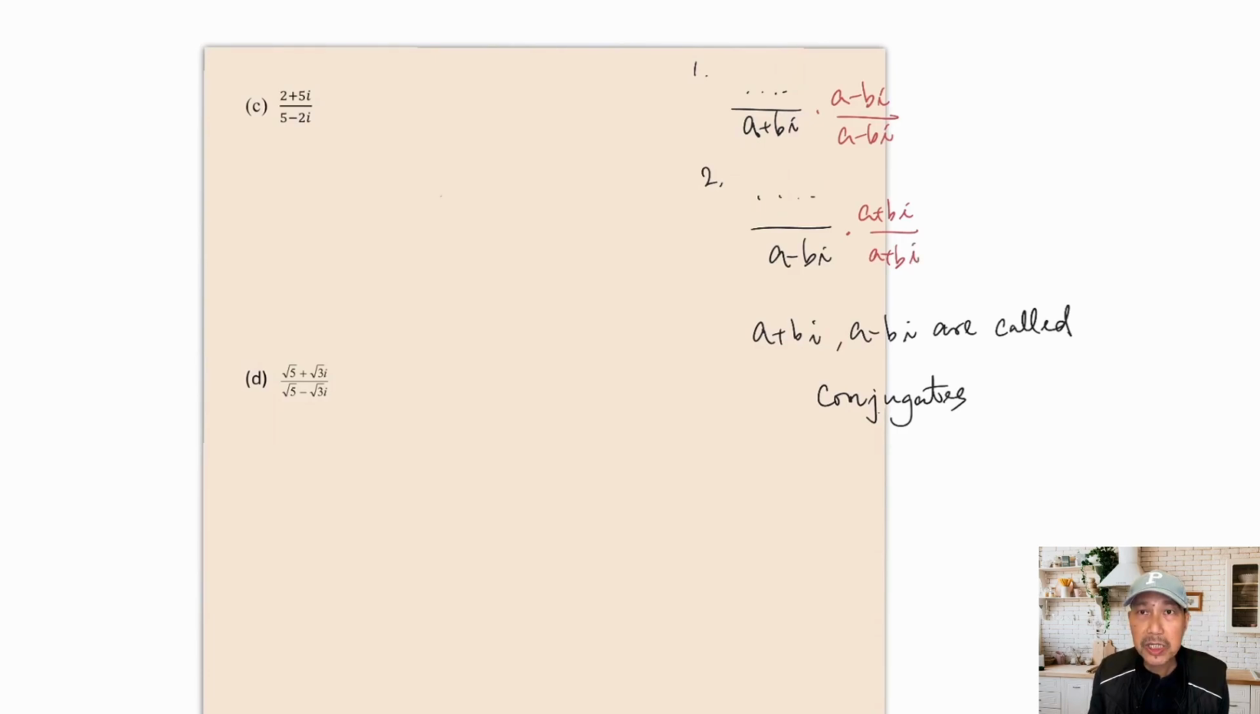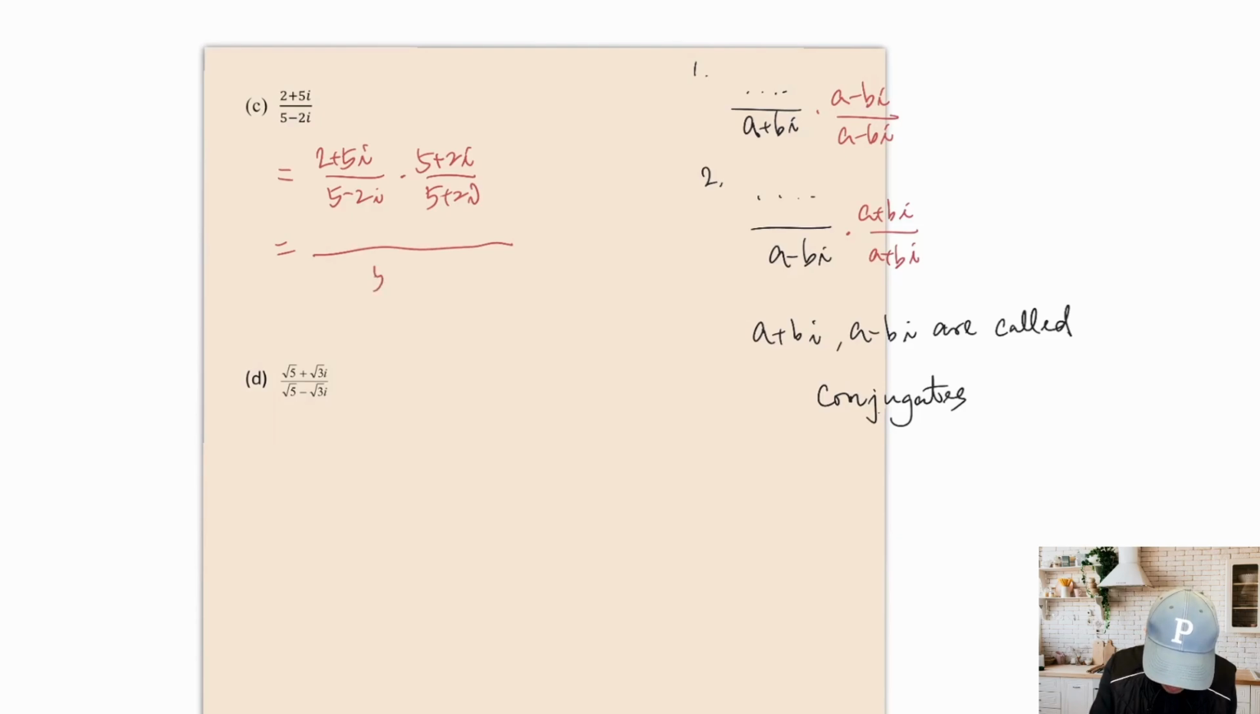Once we do that, the denominators will become real numbers. Okay, we see the effect from the examples. We try to concentrate on the denominator. 2 plus 5i over 5 minus 2i. 5 minus 2i, so we times 5 plus 2i over 5 plus 2i. Okay, the denominator is in the form a minus b times a plus b. So that is 5 squared minus 2i whole squared.